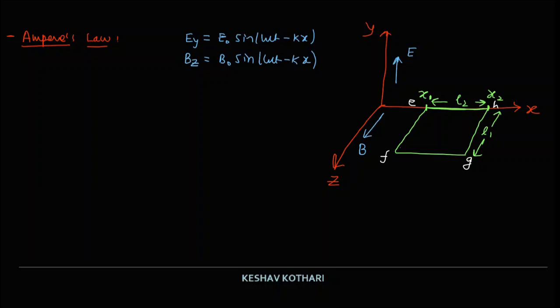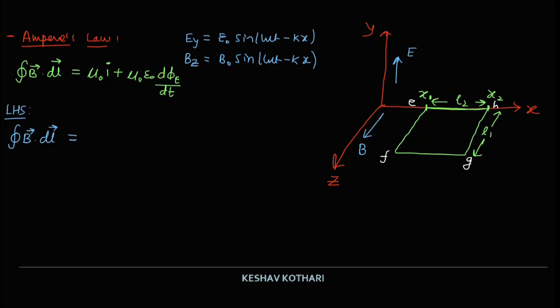So if I go with the modified Ampere's circuital law, which is the fourth equation of Maxwell, it is the cyclic integral of B dot dl equal to mu naught I plus mu naught epsilon naught d phi e by dt, where phi e is the value of electric flux. For this, we first solve the left hand side of the equation, that is, we calculate the cyclic integral of B dot dl for the path EFGH.